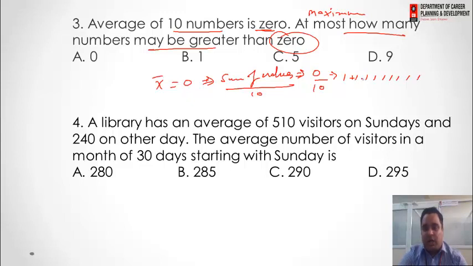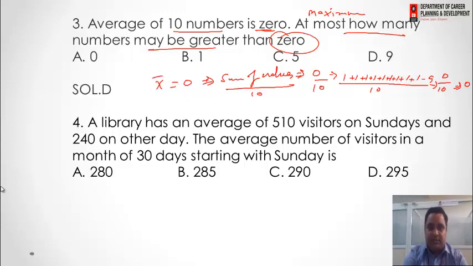If 9 numbers are 1 like this and the 10th number is minus 9, then we can say the sum of the values is 0. And if we need to find the average of these numbers, we can say the answer is 0 by 10, that is 0 itself. So the answer of this question is option D, that is 9.